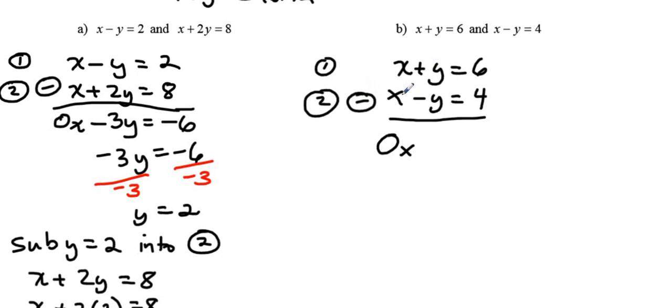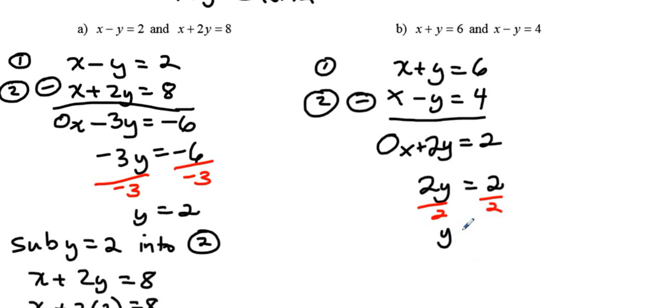Y minus y. So that's tricky. 1 minus 1 is 1 plus 1, which is 2. So if I'm writing 0x, I got to put the plus sign. Plus 2y equals, 6 minus 4 is 2. 0 is nothing. So this is just 2y equals 2. You don't need the plus sign. And of course then y is 1.